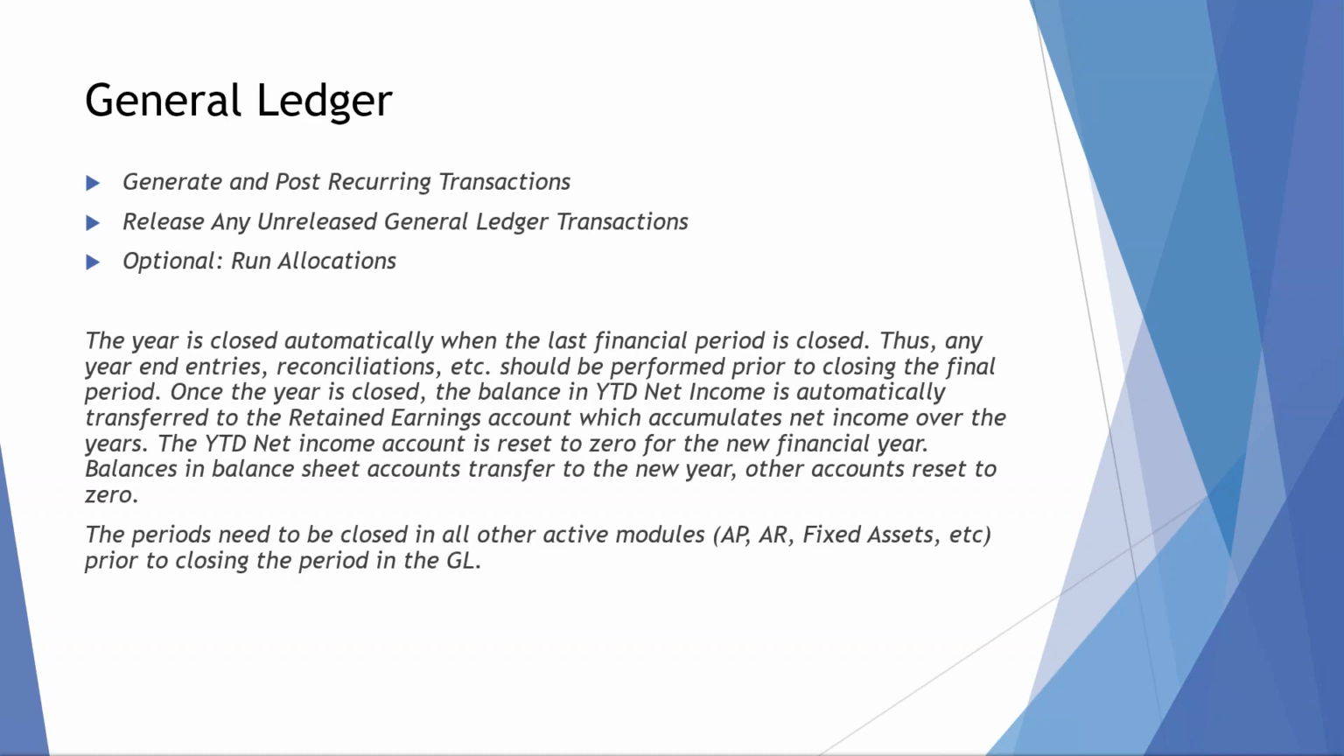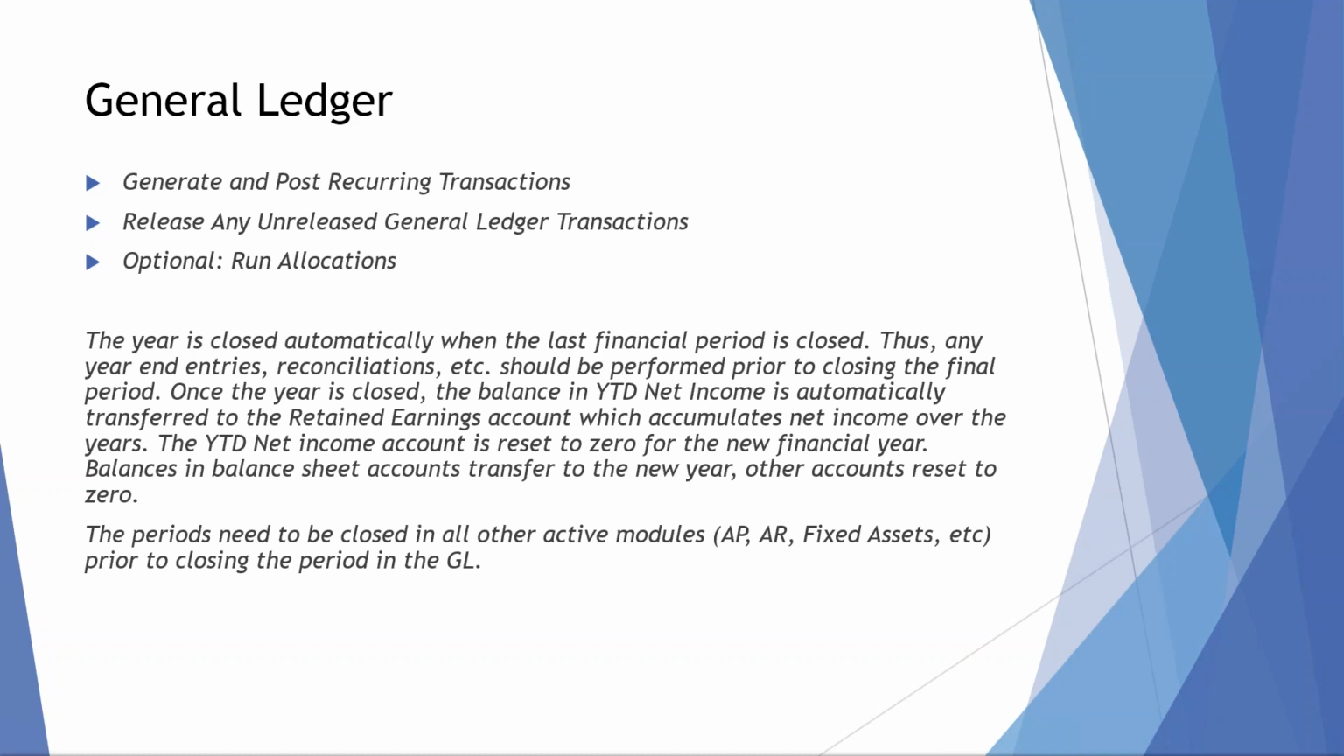So let's get into the big boy, the general ledger. Now that you've got all your submodules closed, it's time to close the GL. Like I said, for the past couple minutes, it's the same process you would do on a monthly basis as far as closing it. So you want to make sure to generate and post any recurring transactions. Again, make sure everything's released. And if you're doing any allocations, you want to make sure that those are being run.